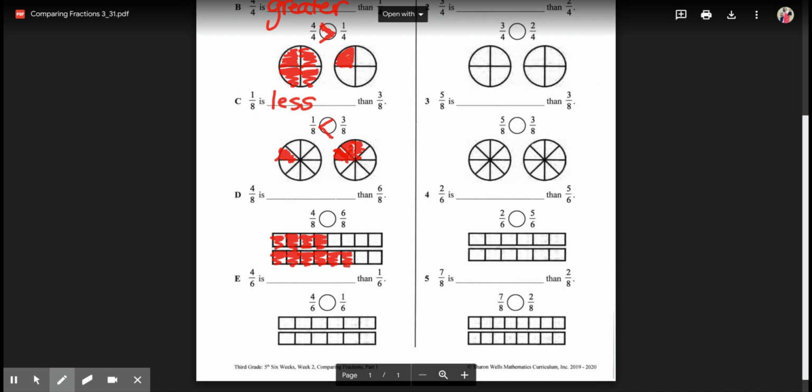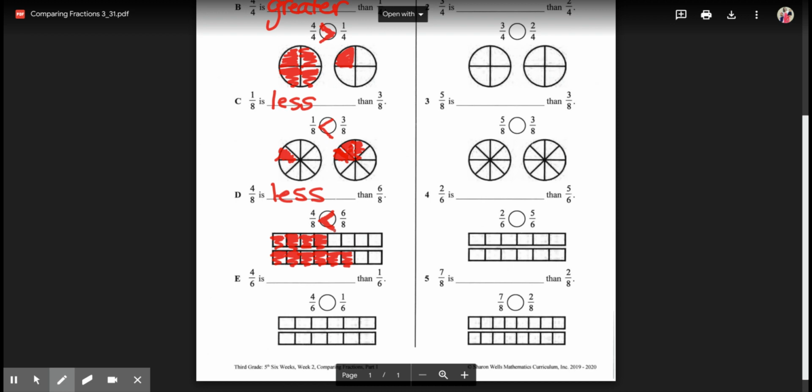4/8 covers less of the whole, so 4/8 is smaller than 6/8. So that means 4/8 is less than 6/8. The symbol is going to point to 4/8. 4/8 is less than 6/8. It's opened up to the larger number.